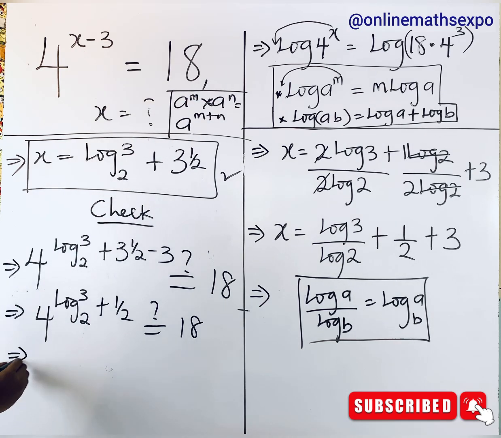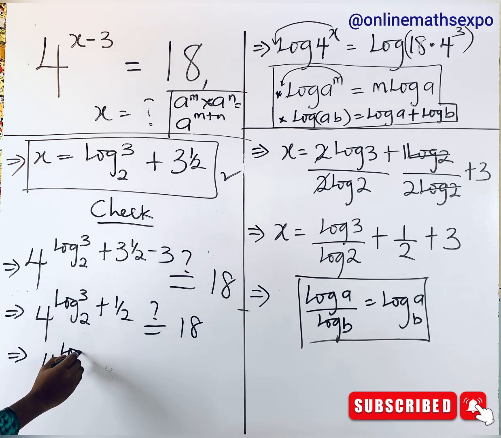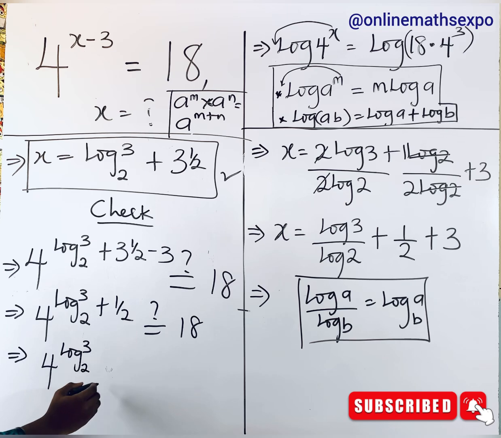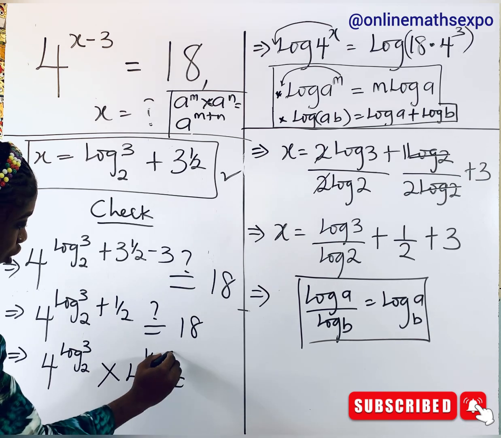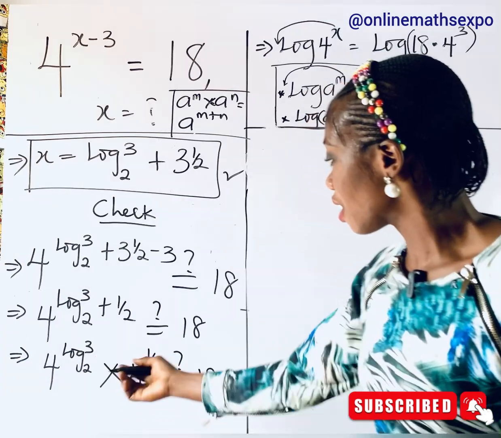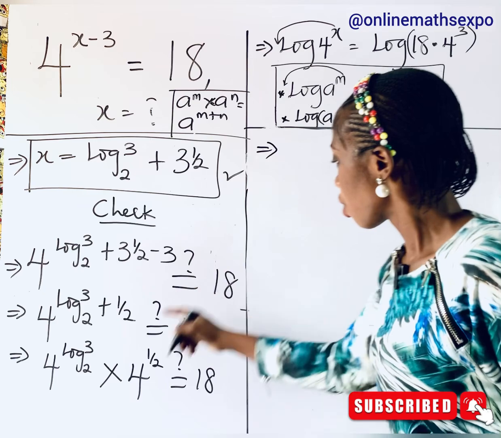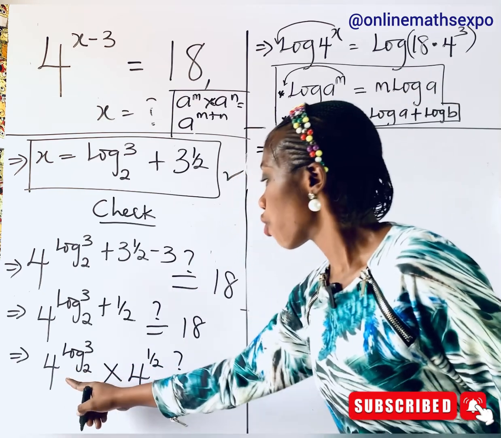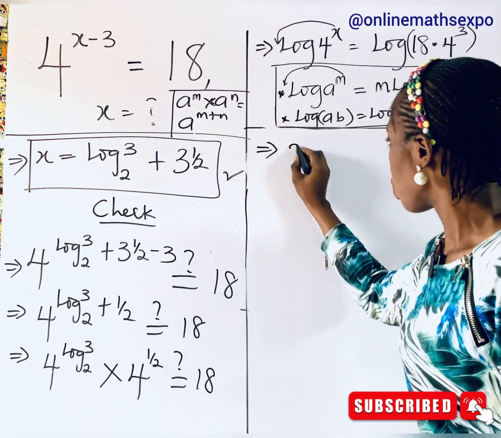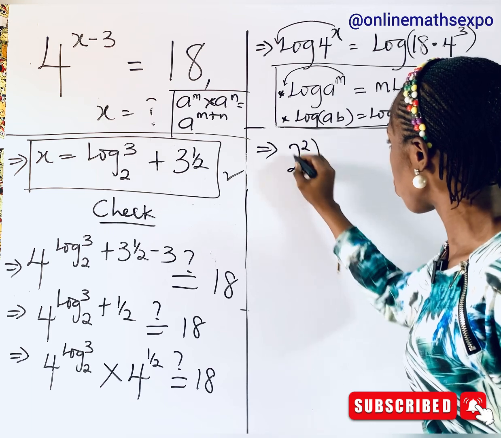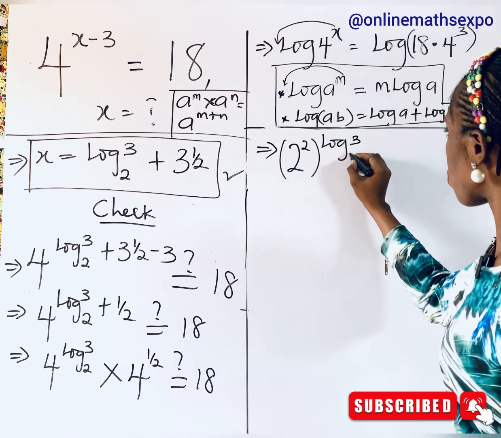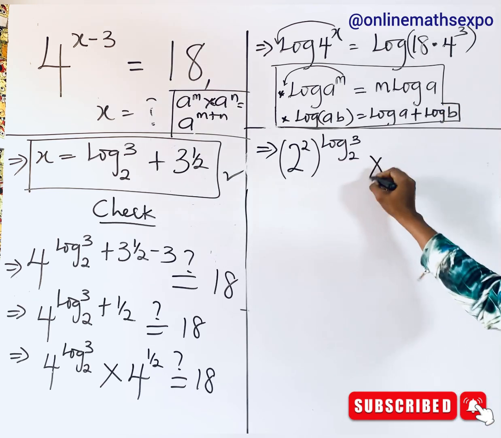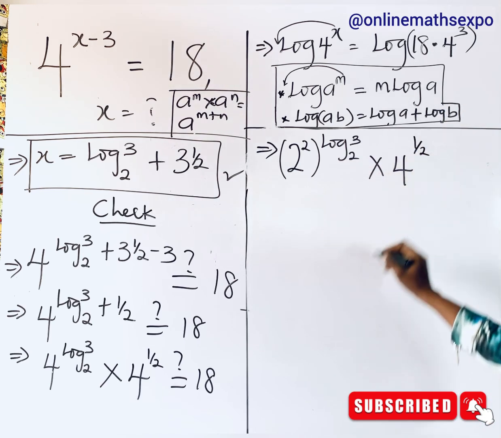In that case, we are going to have 4 raised to the power log 3 base 2, multiplied by 4 raised to the power half. Is it going to give us 18? Now we have this 4, we can express it as 2 raised to the power 2, then raised to the power of log 3 base 2, multiplied by 4 raised to the power half.